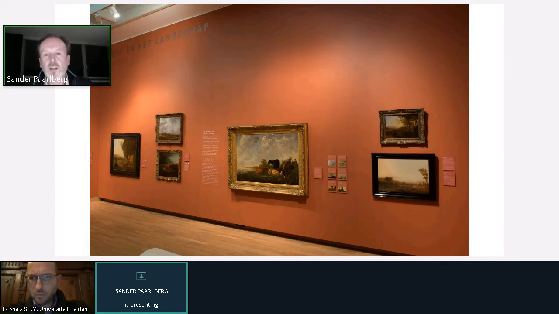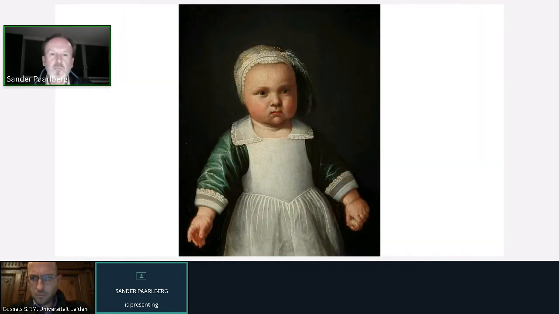And in our Cuyp room, there's also a lovely small painting by Jacob Cuyp, the father of Aelbert Cuyp, which we could add to our collection earlier this year. We bought it earlier this year, and it is in our Cuyp room now. And it is a portrait of a baby, an 8-month-old baby, a baby boy, the smallest painting that he ever made on panel within its original frame.